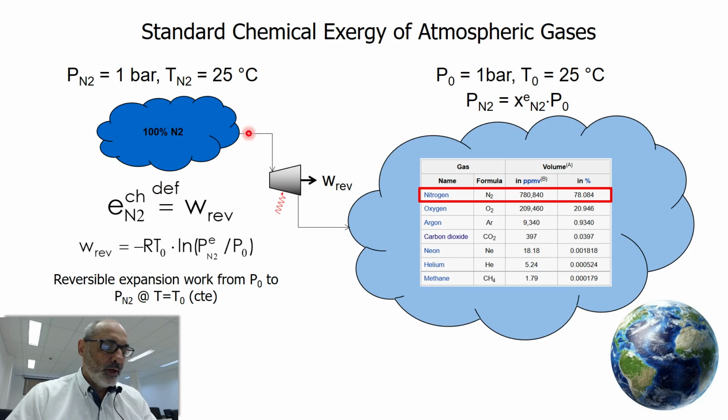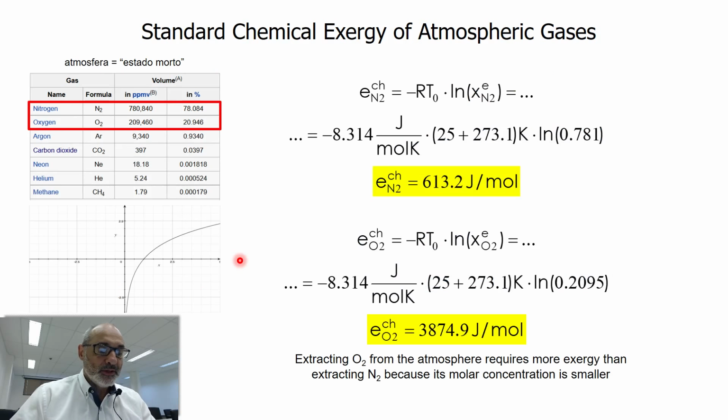For isothermal expansion, when we apply the first law of thermodynamics, I obtain this equation here. I'm also using the fact that N2 in this situation may be considered a perfect gas. So this work I know how to calculate. It's very simple: it's RT0 times Ln of the partial pressure of N2 in the environment divided by the total pressure. So it's easy to calculate. But let's calculate chemical exergies of some atmospheric gases just to show you the results, and how we can use these results.